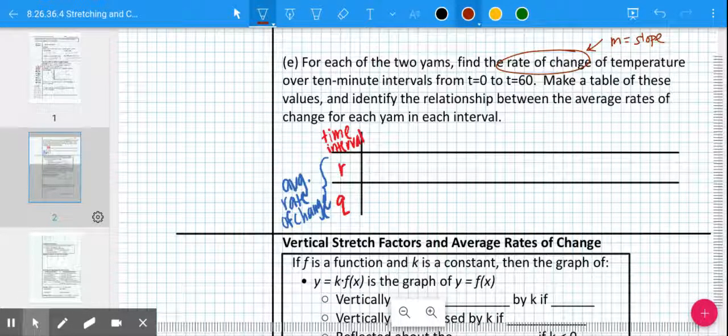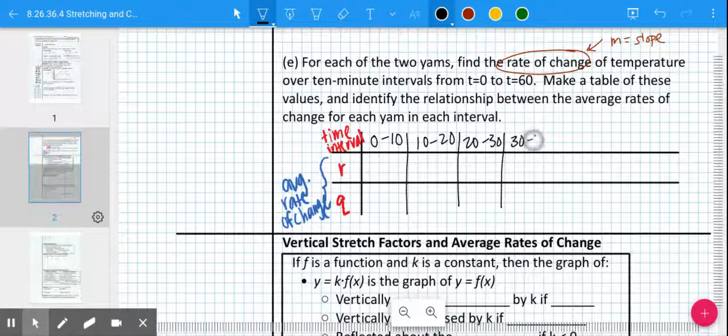So what we're going to do is we're going to set time intervals from 0 to 10. We're going to continue this. 10 to 20, etc. You're going to go all the way up to the 50 to 60 time intervals. So we're going to break this up into 10-minute intervals for the first 60 minutes.